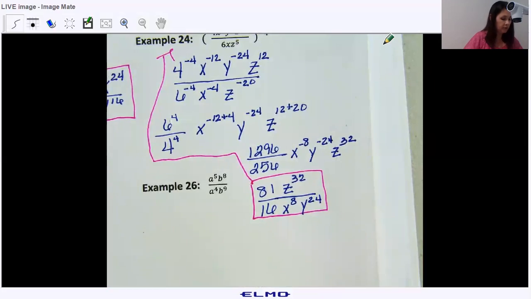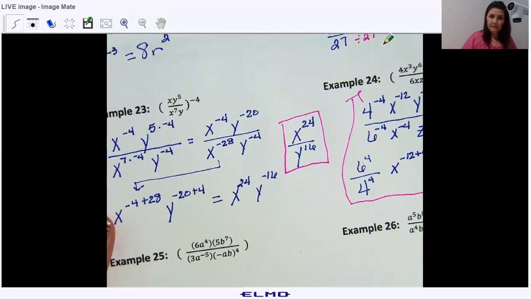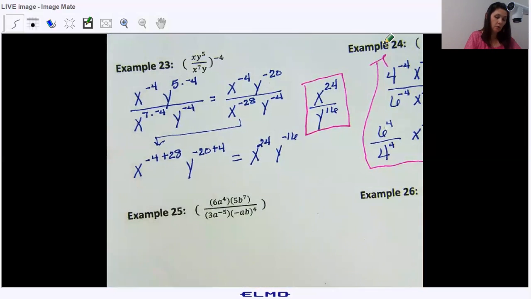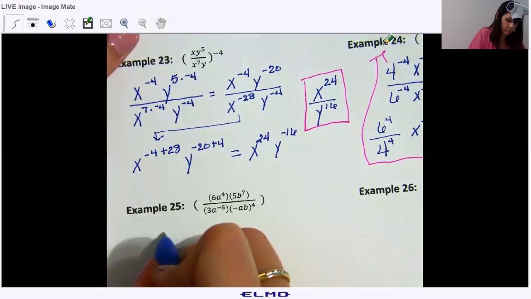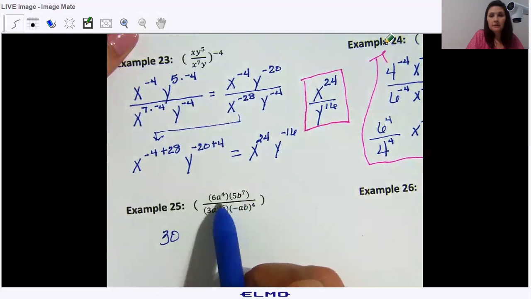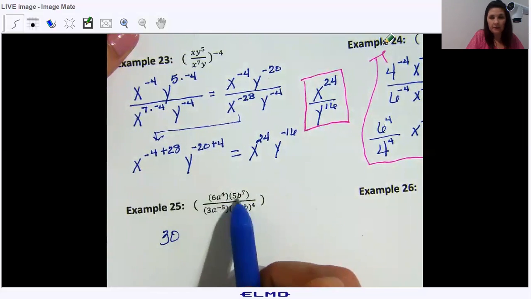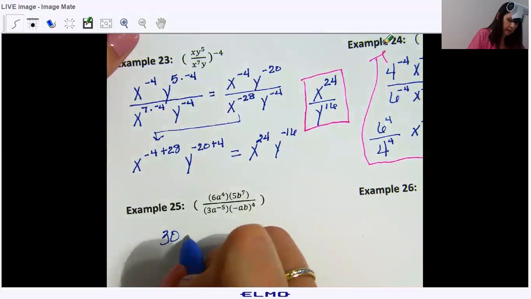Okay, moving on to example 25. Now with example 25, we're going to go back to lesson 2 where we combined terms that had exponents. And so remember, you can add your exponents if the variables are the same. So in this case, I can multiply my 6 and my 5 together to get 30. I cannot, though, combine my a and my b because they're different variables, so I just write those out.